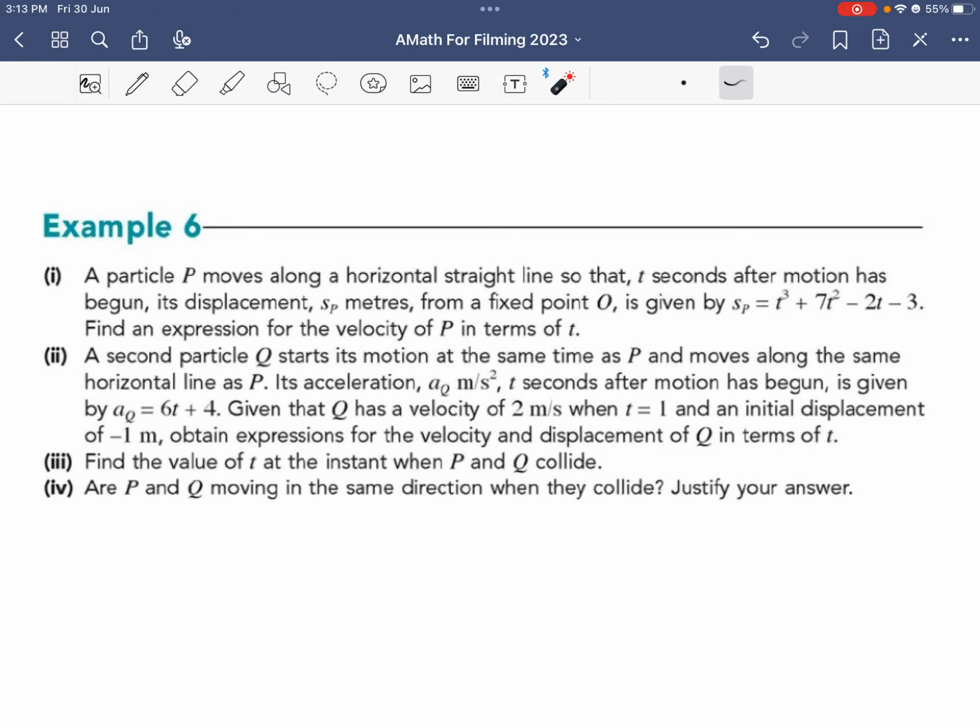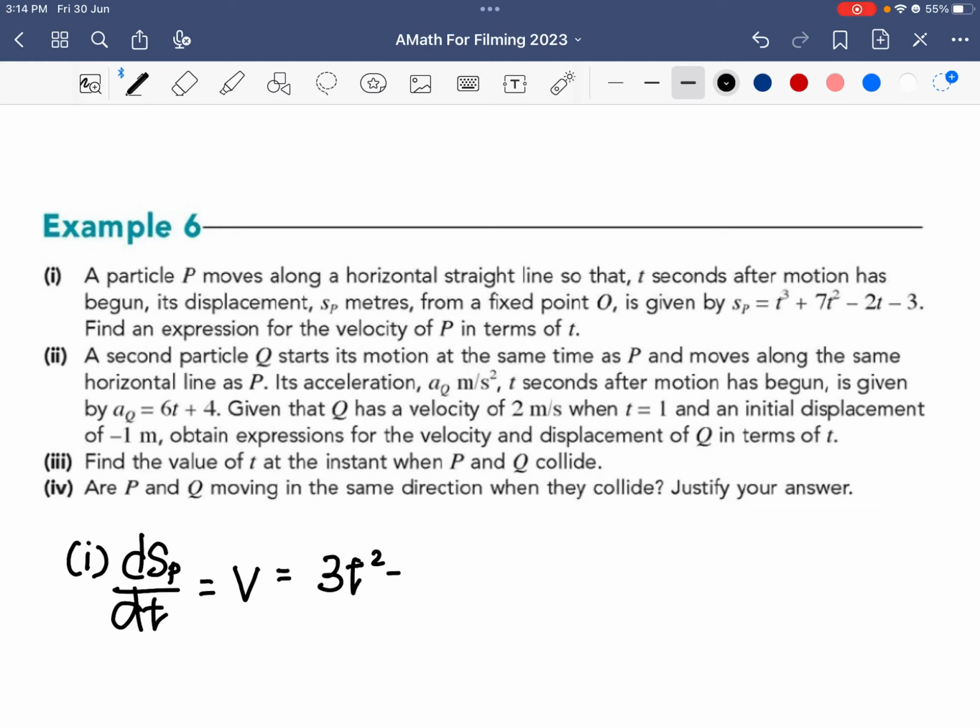If not, let's begin. A particle P moves along a horizontal straight line. At t seconds after motion has begun, its displacement is given by this equation over here. Find the expression for the acceleration in terms of t. Quite simple. If you differentiate displacement with respect to time, what you get is the velocity. In this case, you have 3t squared plus 14t minus 2. This one is quite simple.